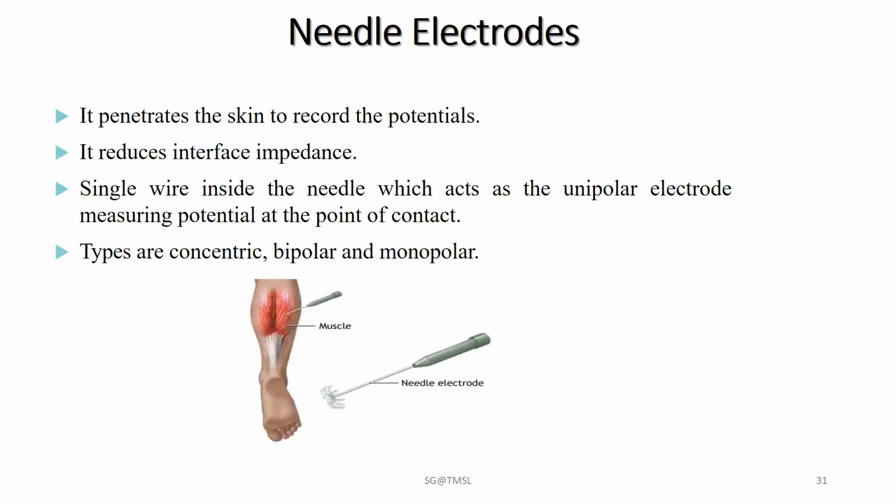So next is the needle electrodes, where it penetrates the skin to record the biopotentials, and also it reduces the interface impedance. So a single wire inside the needle acts as the unipolar electrode that is used to measure the potential at the point of contact where it is applied. And there are different types of needle electrodes, like concentric, bipolar, or the monopolar needle electrodes.